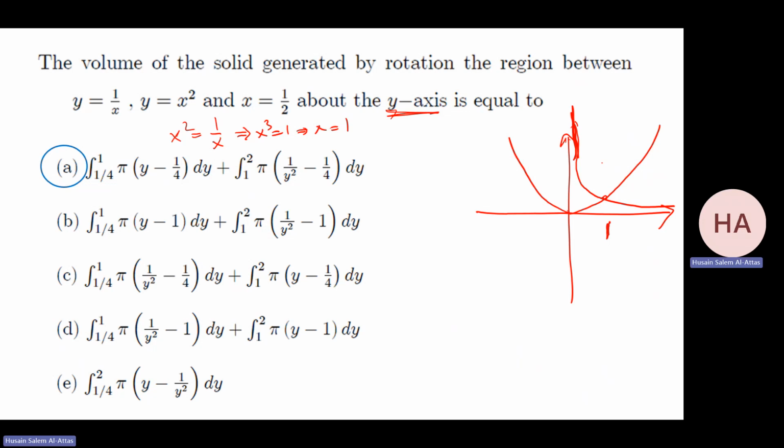Between this and x equals half. When I do x equals half, x squared will be 1 over 4. And y equals 1 over x will be 2. It will be something like this.